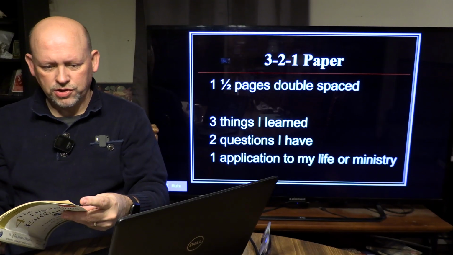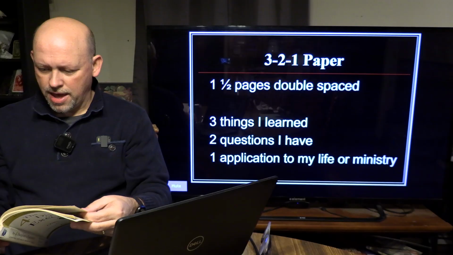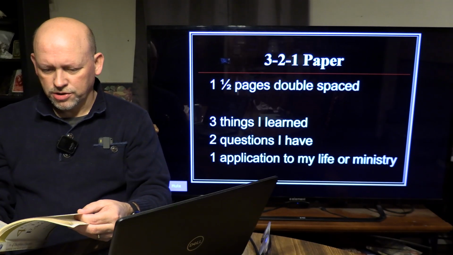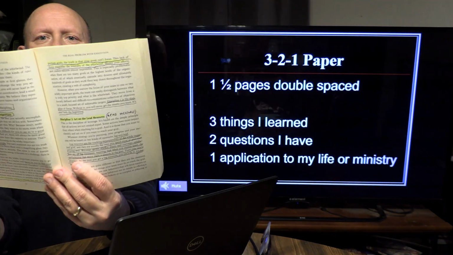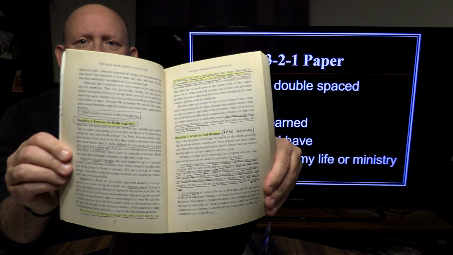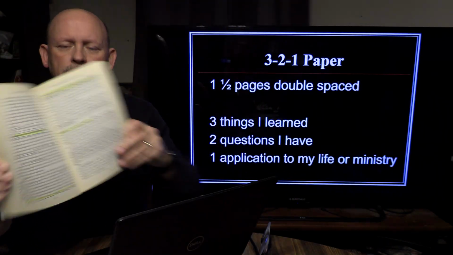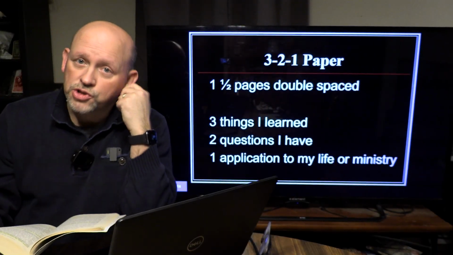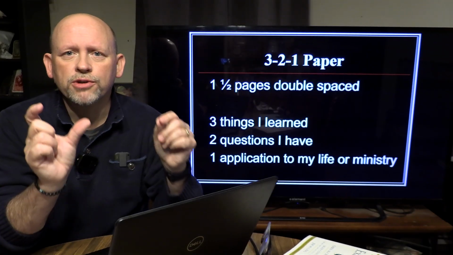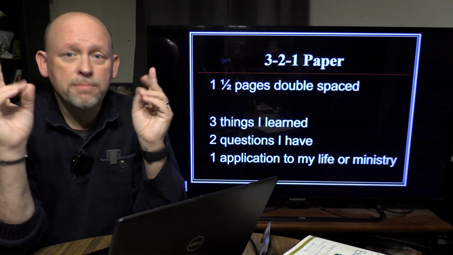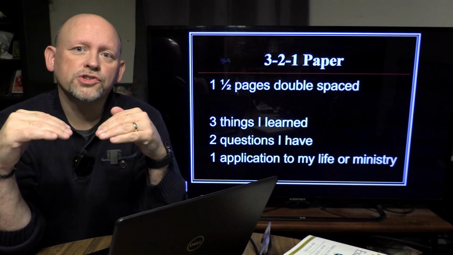Let me get to a place here that I had some things marked. I've highlighted in yellow, I think, the 3 things that I've learned. That was included in part of that. And so as you write your paper, what I want you to do is reference the page number and maybe a quote from what it is that you're referencing.